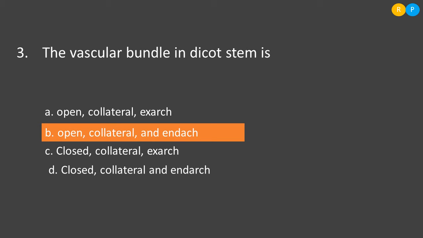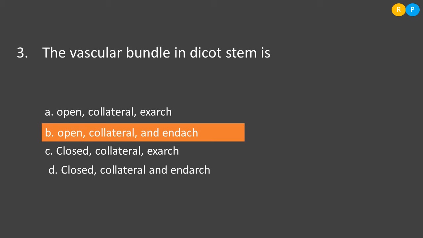The next question, the vascular bundle in dicot stem is. In the dicot stem, the vascular bundle shows a unique type of arrangement. That means xylem and phloem are present in the same bundle, and between the xylem and phloem there is a cambium present that helps in secondary growth. And one more thing, in the xylem arrangement, protoxylem is present towards the center and metaxylem is present towards the periphery. For all this arrangement we use some technical terms.